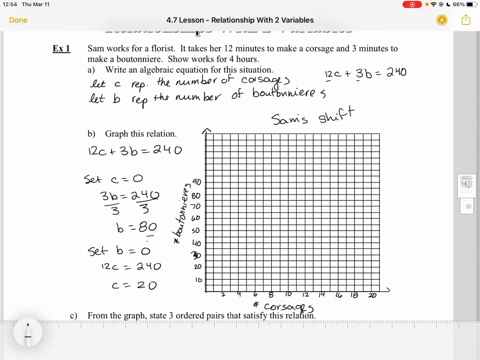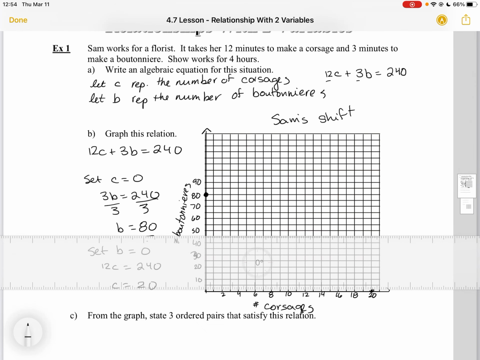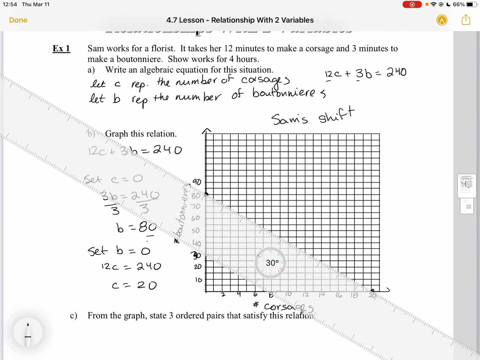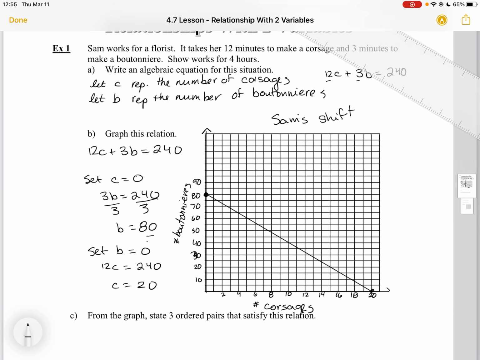Now I know that if C is 0, B is 80. And I know that if B is 0, C is 20. Then I can use my ruler to connect those 2 points. And then I'm going to use that line for my next question.